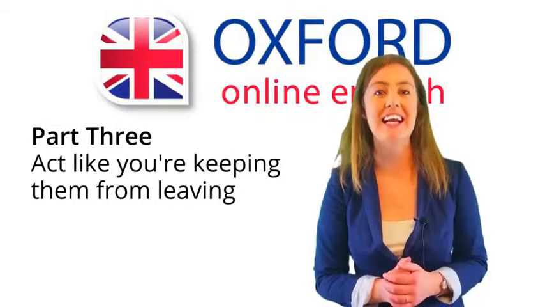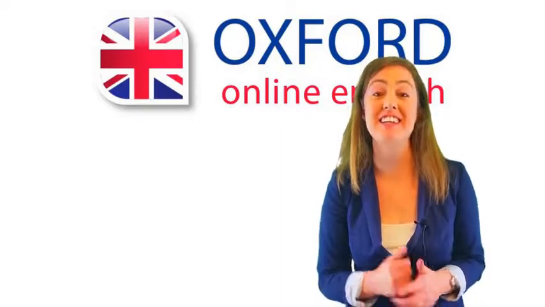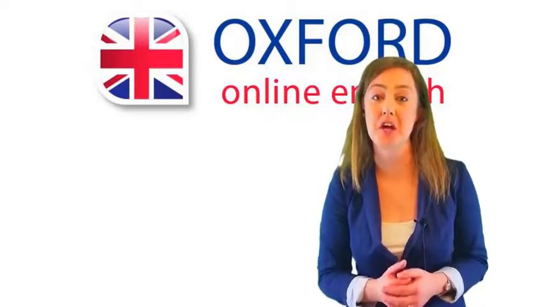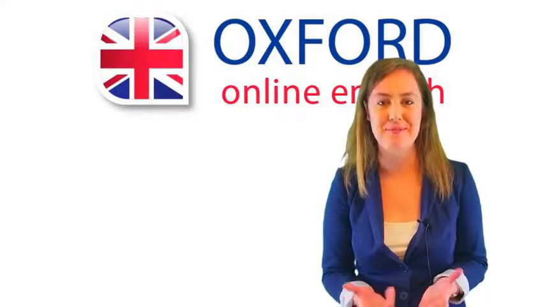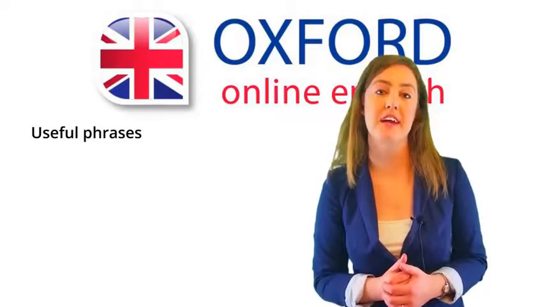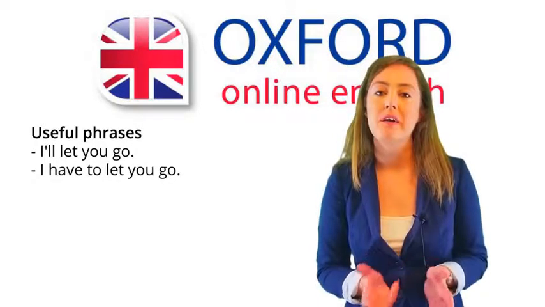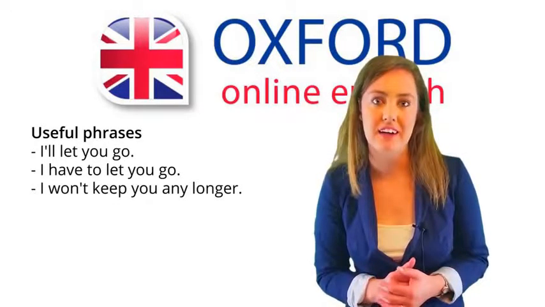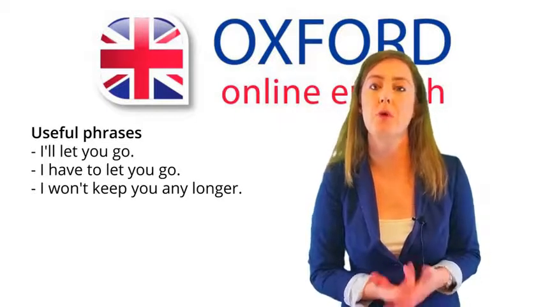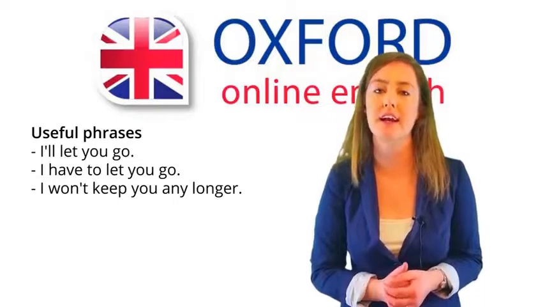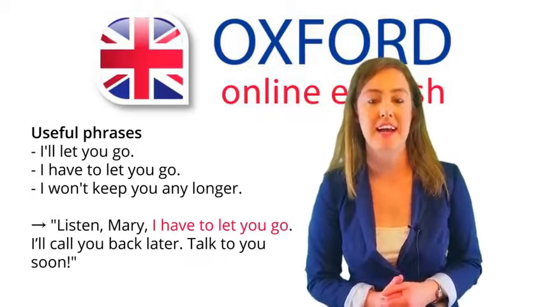3. Act like you're keeping them from leaving. A good trick is to turn it around and act like you're stopping the other person from leaving. But how do you do this? You can use a phrase like, "I'll let you go," "I have to let you go," or "I won't keep you any longer." So if you find yourself on the phone with a friend who wants to have a long chat, you could say something like, "Listen, Mary, I have to let you go. I'll call you back later.